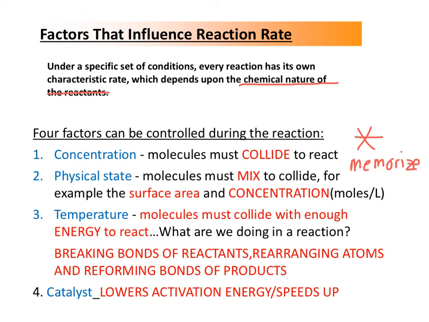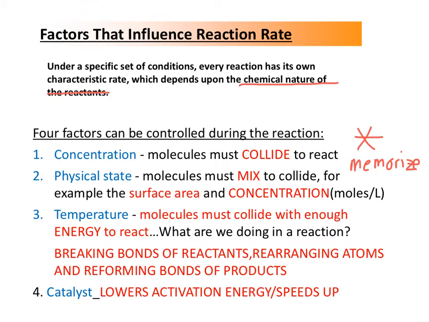First, the concentration of the reactant molecules. Molecules must actually collide or come together in order for a reaction to occur. The more molecules you have, or the higher concentration you have, the more likely those collisions will take place. The physical state is also important, because the molecules must mix together in order to collide, so things like surface area and concentration matter. We'll talk a little more about the physical state in a few slides.